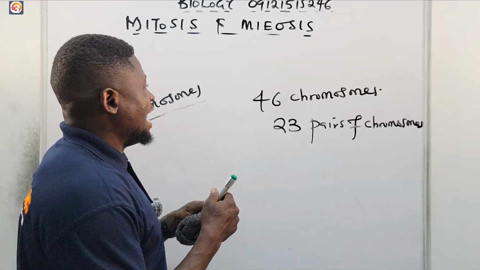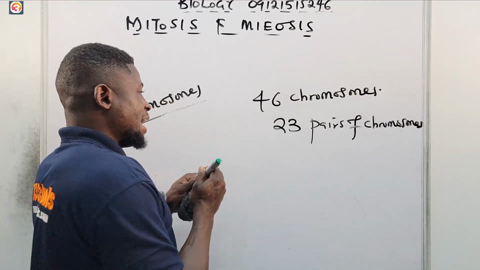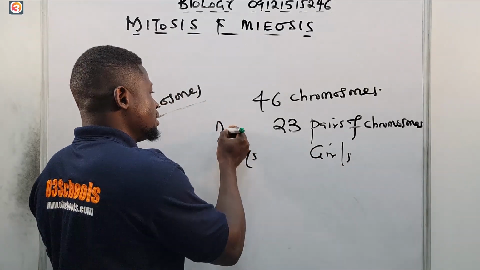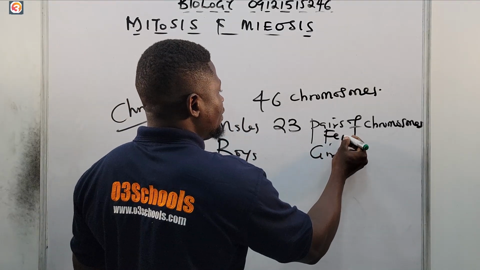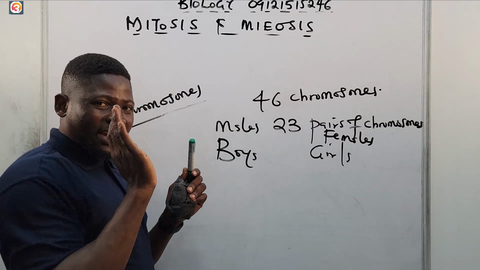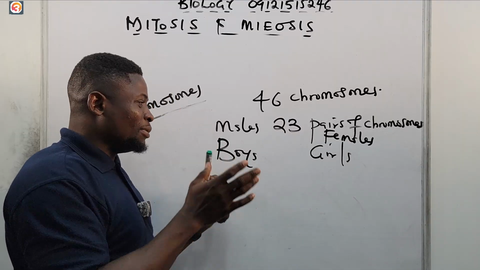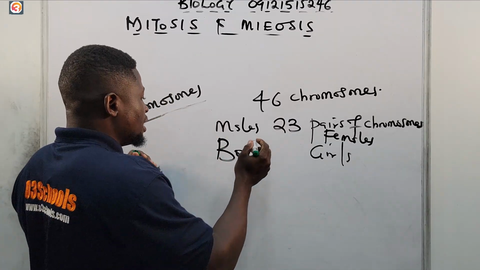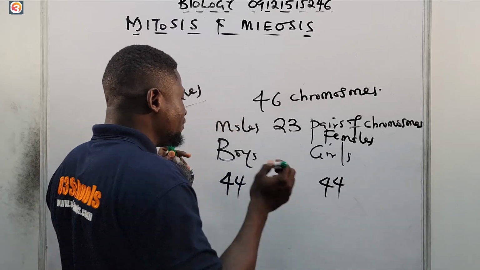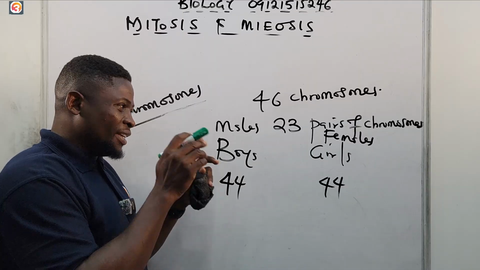Most cells in our body tend to have 46 chromosomes or 23 pairs of chromosomes. In boys and girls, or in males and females, it is very important to know that the first 44 chromosomes are exactly the same in both boys and girls. The first 44 in boys are exactly the same as the first 44 chromosomes in the girls, or in the females.